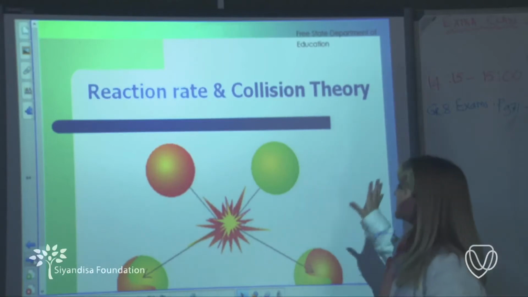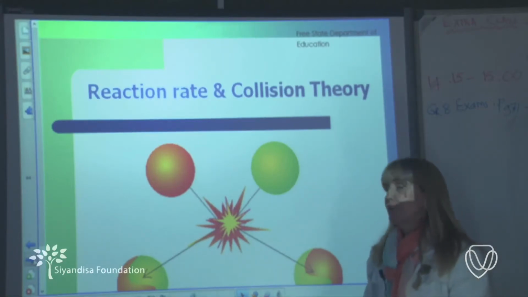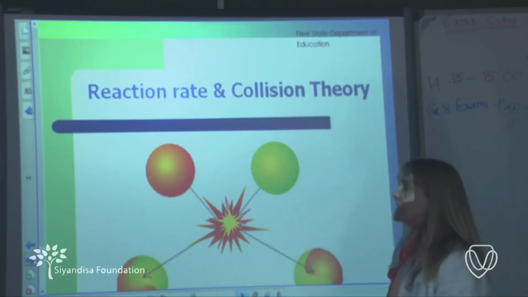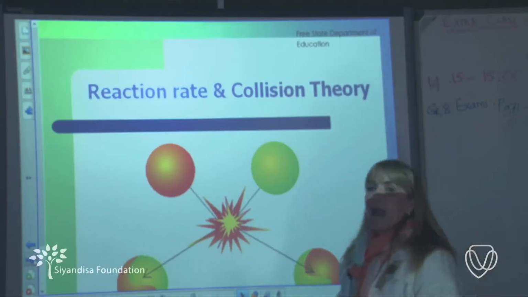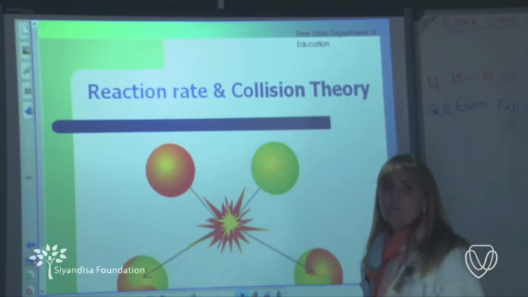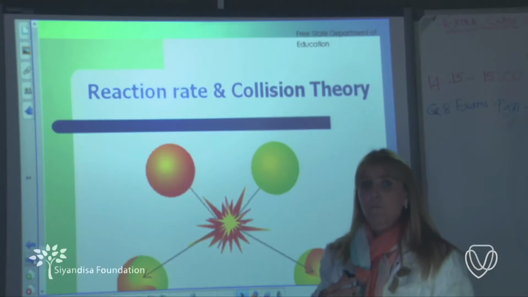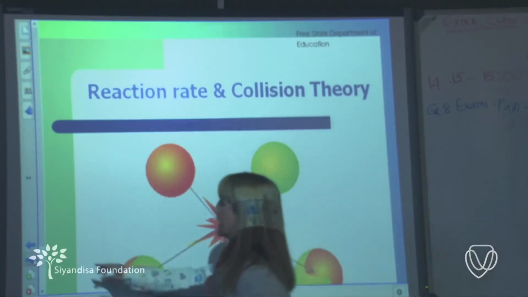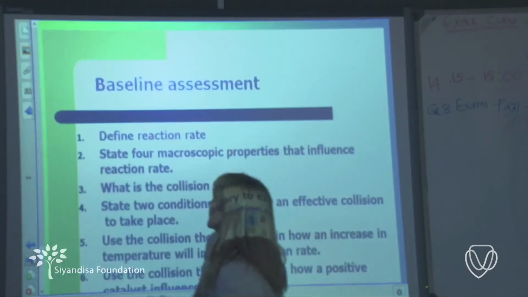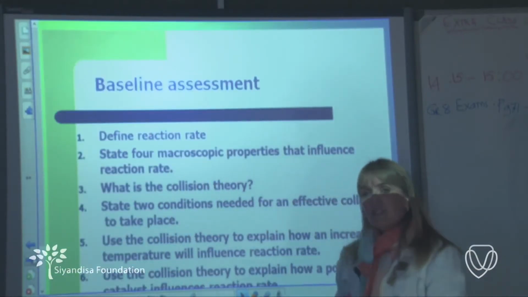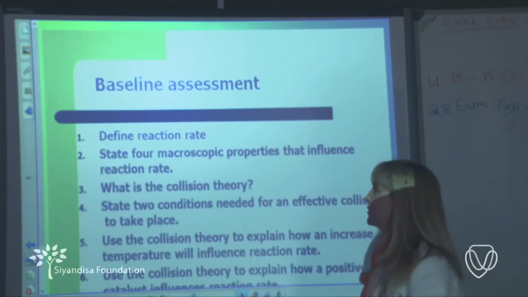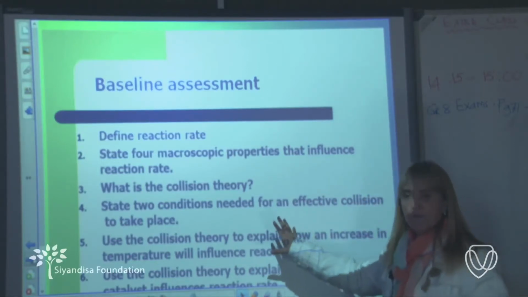All right, this slideshow that I'm now going to show you comes from the Free State Department of Education, so I'm just acknowledging that I am using their work. It gives you a beautiful summary together with pictures of what happens during an effective collision, what happens when a chemical reaction does occur. This is just to give you an idea of where we're going. What are we aiming for during this section of work? And this will come from your exam guidelines.